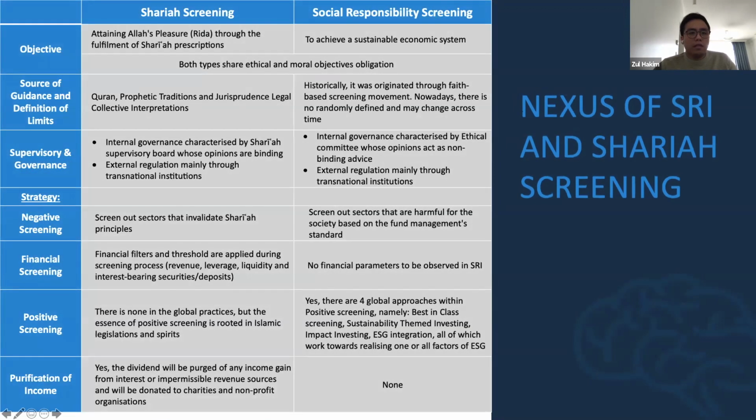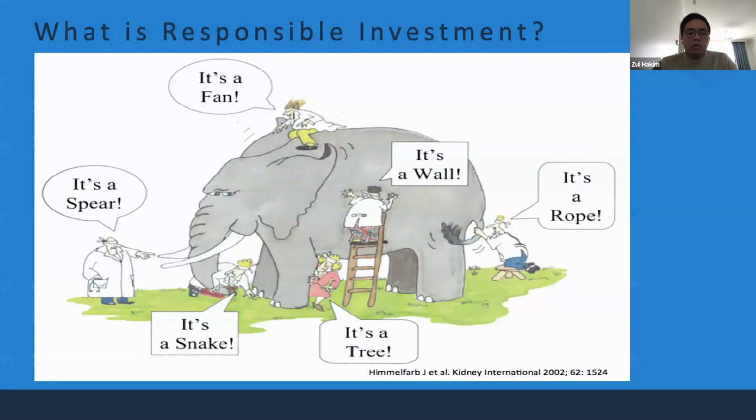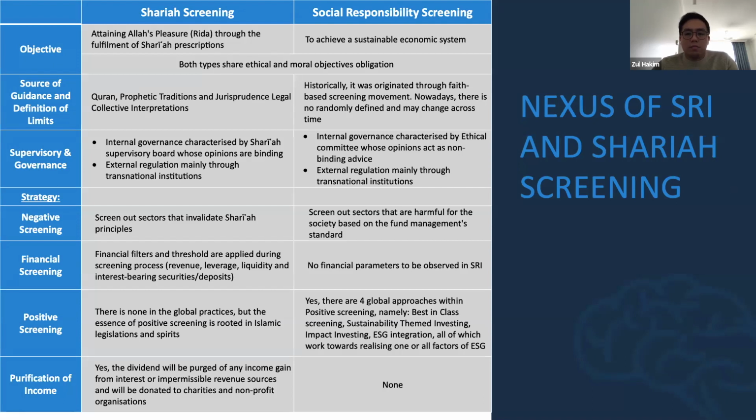Here is an overview of the differences between Sharia screening and socially responsible screening. The key characteristic difference between them is relatively minor. Sharia screening and socially responsible screening share a similar broad objective of human well-being betterment. However, this objective is driven by a universal ethical and moral obligation, but with some differences in how they are sourced. Again, the difference is because of the source of guidance, which leads to different approaches in the investment strategies. The first of the three different investment approaches is financial screening.